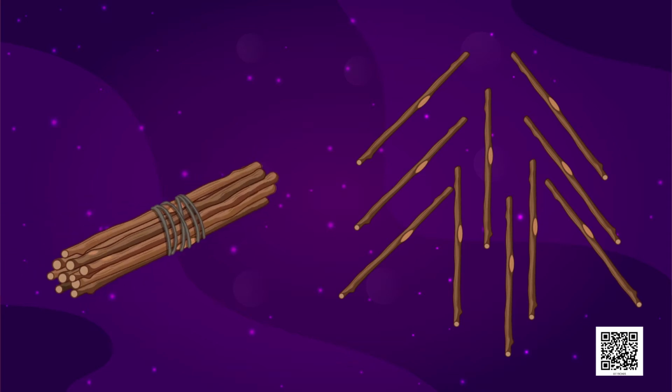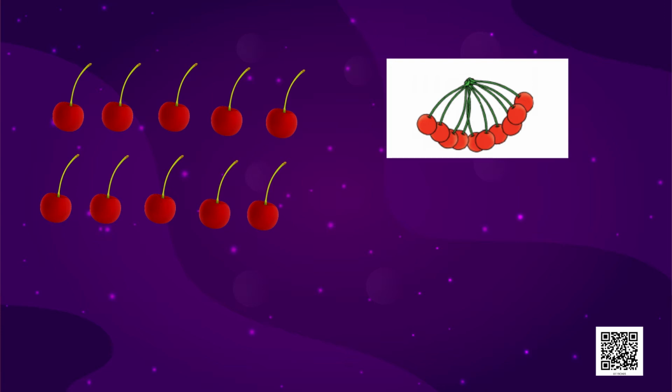Look, they all have been tied together to make a bundle. So here we have a 10 made up of 10 sticks. And here are some cherries. Are these also going to make a 10? Let's count their number. 1, 2, 3, 4, 5, 6, 7, 8, 9, 10. Wow, we got a 10 made with cherries.